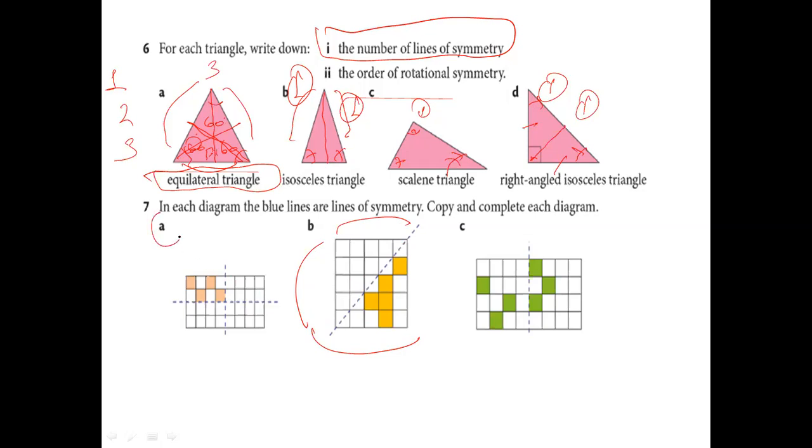Let's begin with the first shape. For example, in this shape, what is the question? In each diagram, the blue lines are lines of symmetry. Copy and complete each diagram. So these shapes are symmetric. How can you show it? It is the inverse of the previous questions. As we have symmetry lines, we need to complete these shapes. How can you complete it?